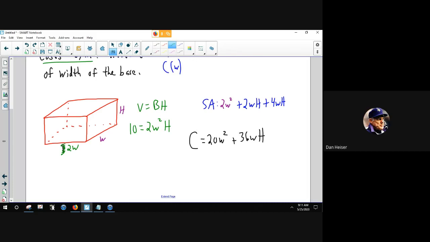Well, let's go back to our volume here. We have our volume. We got to solve that for H. So dividing both sides by 2. Now divide both sides by W squared. And we have a formula for H. We're going to plug this into there.